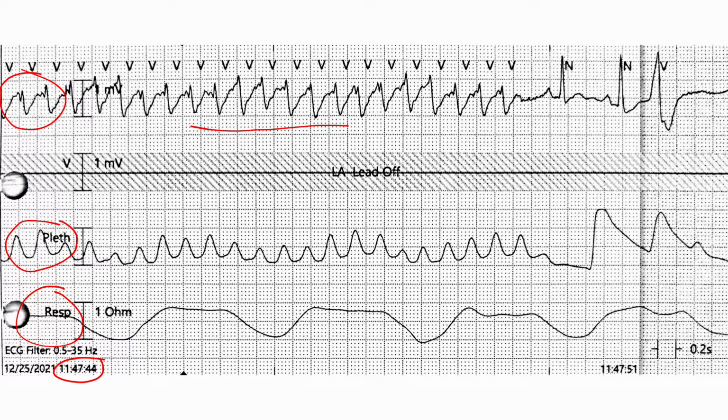I don't see any pacing spikes here, so I think we can safely remove that from the differential. It's fairly uncommon for a pacemaker to be pacing this fast out of nowhere, and I don't see any pacing certainly when this rhythm terminates. I don't think this is artifact because I have an SpO2 tracing here, and I can see that there is an upstroke on the SpO2 tracing for each QRS complex. So I know that these are real QRS complexes. This is very unlikely to be artifact.